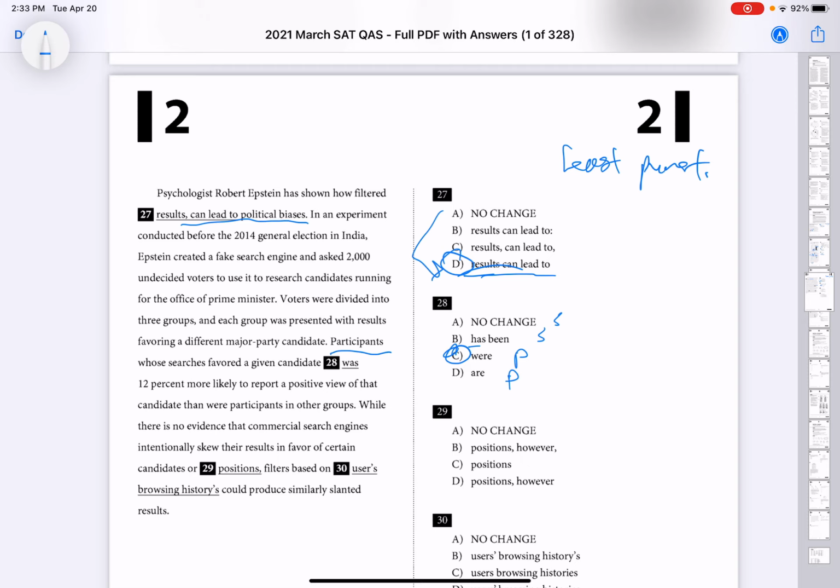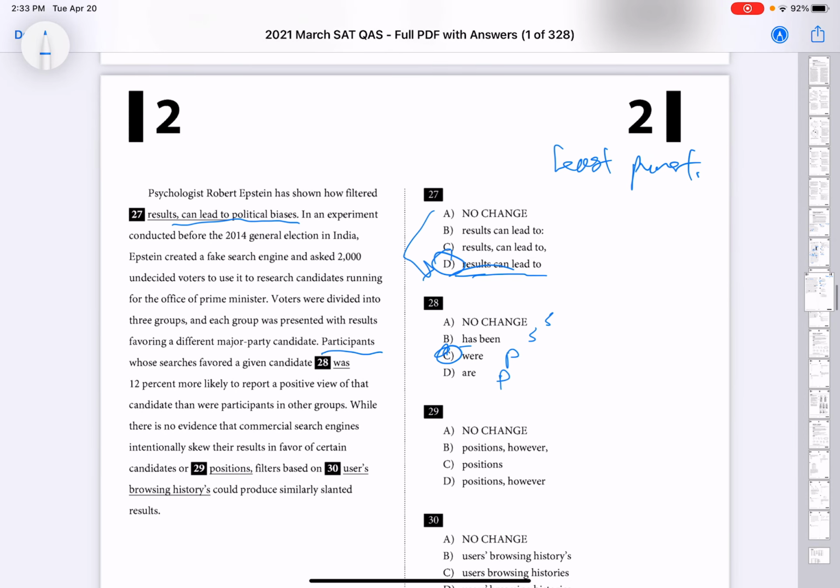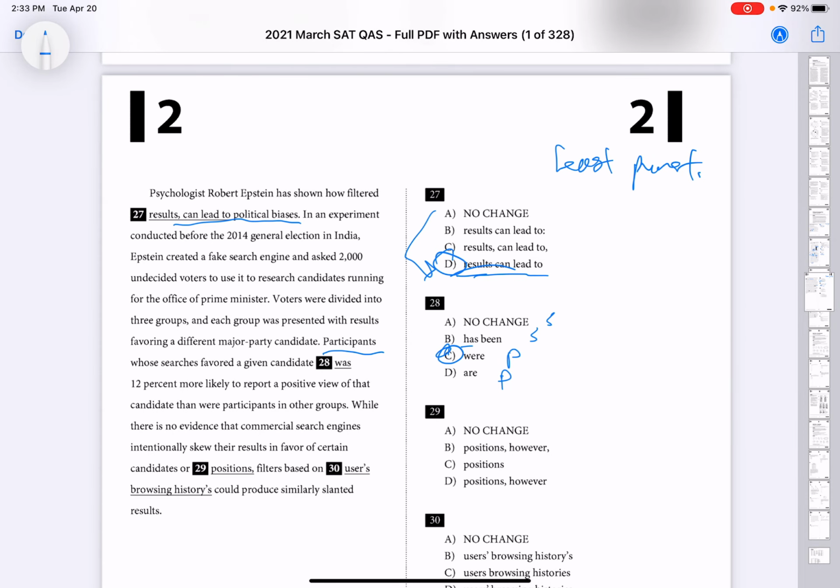Okay, so in this particular case, we have two singulars and two plurals. Now, this doesn't happen that often. Usually you're just going to have one singular and three plural, or one plural and three singular. So in this particular case, you actually have to go back and look at the noun. In this case, we have participants. And "participants who search favored a given candidate were."